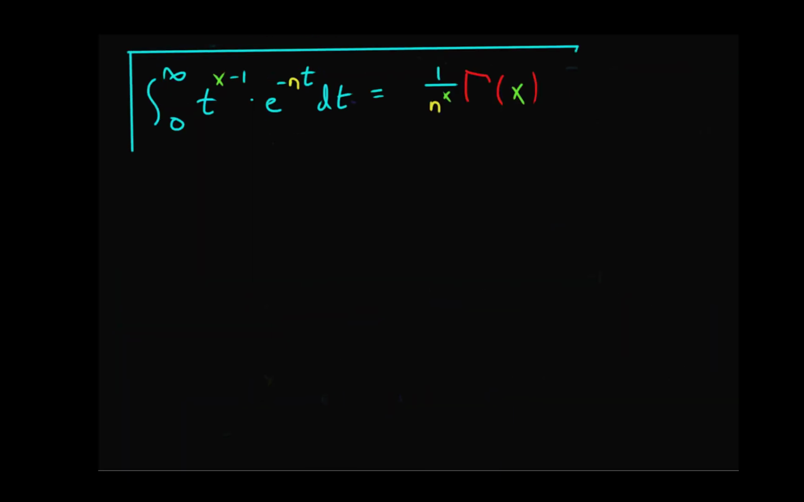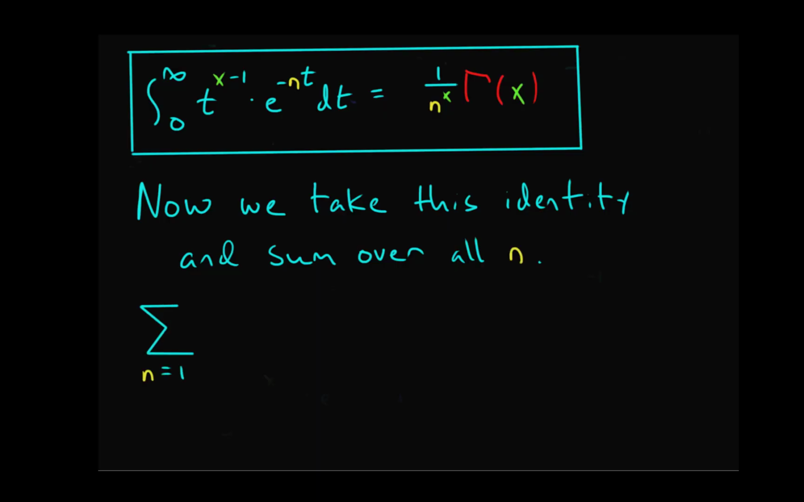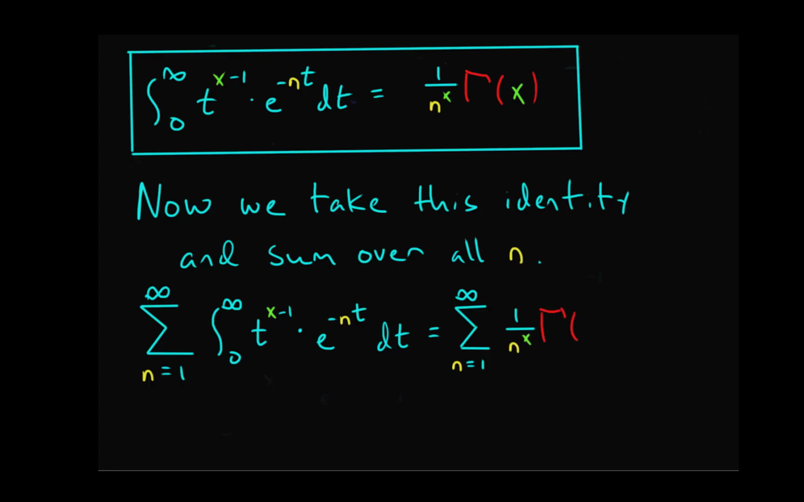And so again, just summarizing what we did here, if we start with the identity that the integral from 0 to infinity of t to the x minus 1 times e to the negative nt dt equals 1 over n to the x times gamma of x, and we sum over all the natural numbers, then we have that the sum of all of these integrals from n equals 1 to infinity equals the sum from n equals 1 to infinity of 1 over n to the x times gamma of x.